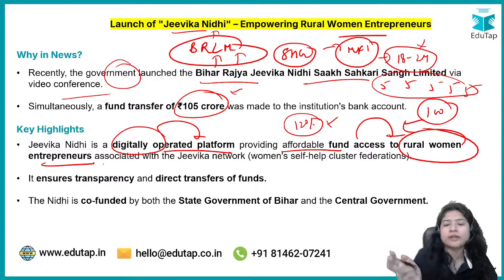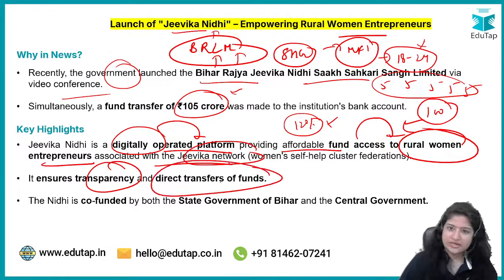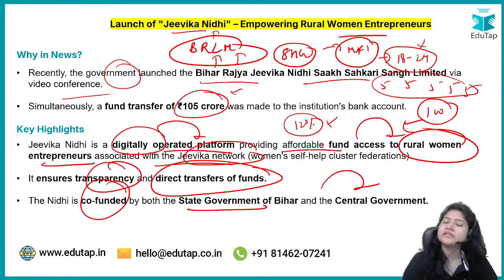Why has "affordable" been written? Because the rate of interest will be much lower, okay? It is associated with the Jivika network and the Bihar Rural Livelihood Mission projects, okay? It ensures transparency and direct transfer of funds, so it is hassle free, co-funded by both the state government of Bihar and the central government.